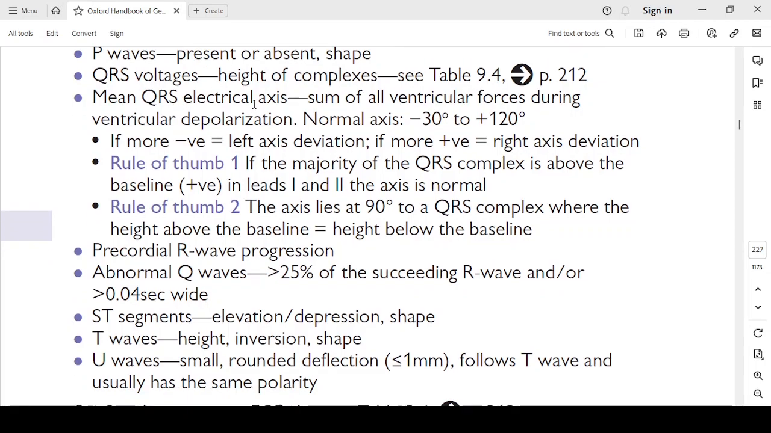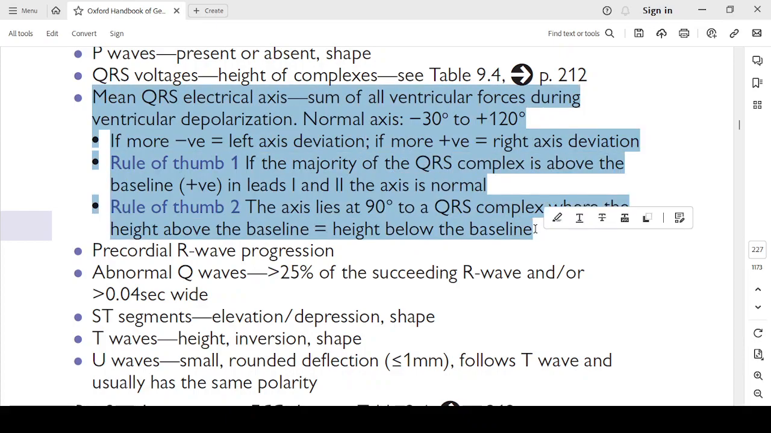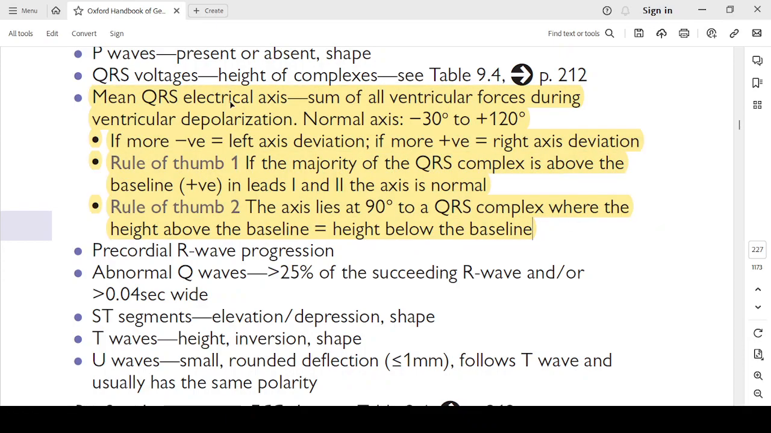Meanwhile, mean QRS electrical axis. How do you determine the electrical axis of an ECG, whether there is any axis deviation or not? This is an important point. Mean QRS axis is the sum of all the ventricular forces during ventricular depolarization. Normal axis is between minus 30 and plus 120. If it is more negative than minus 30, it is a left axis deviation. If it is more positive, then it is a right axis deviation.